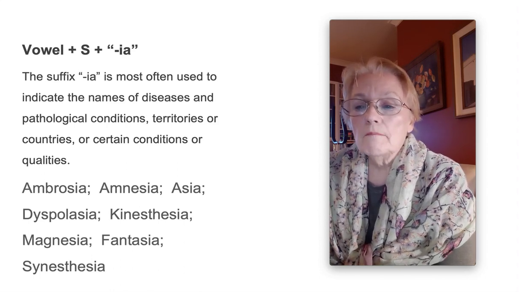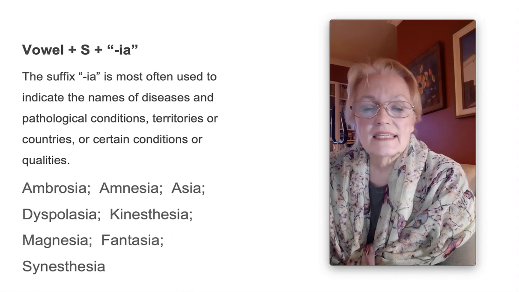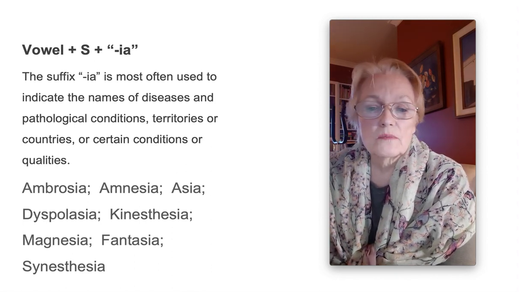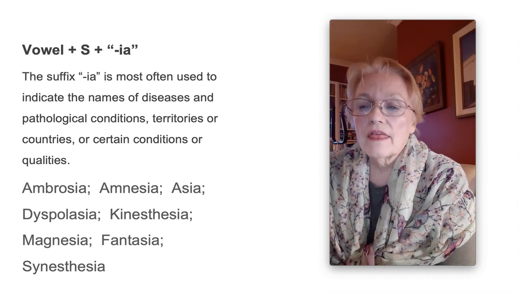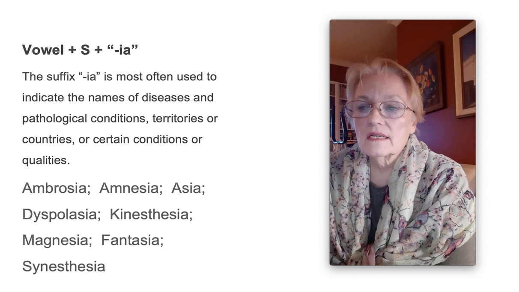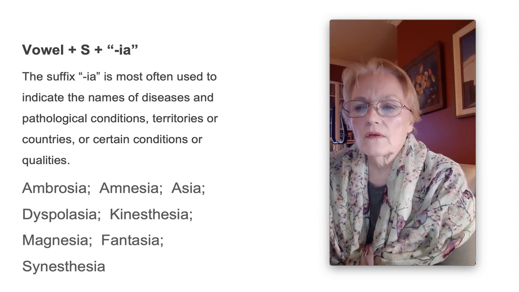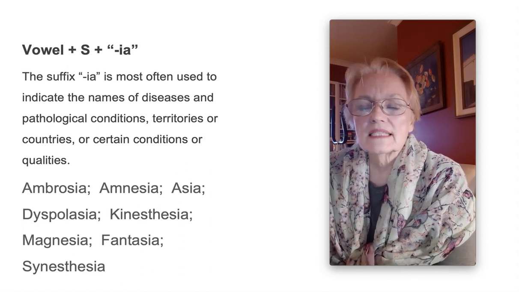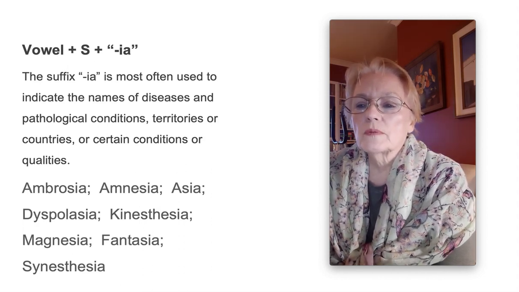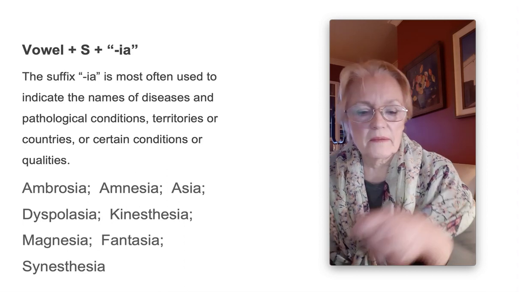Kinesthesia, magnesia, fantasia, and synesthesia. Now that's difficult because you've got the S followed by the TH. Synesthesia. Okay, thesia. Not jure though. Oh no, it wouldn't be. It's ia-cia. Okay, so ambrosia, amnesia, Asia, dysplasia, kinesthesia, magnesia, fantasia, and synesthesia. Okay, so that's the S plus the IA.